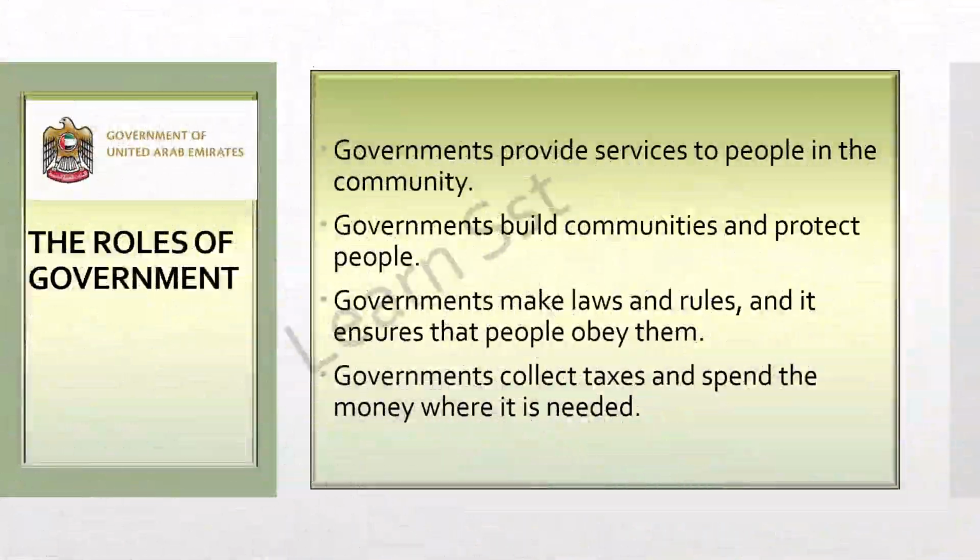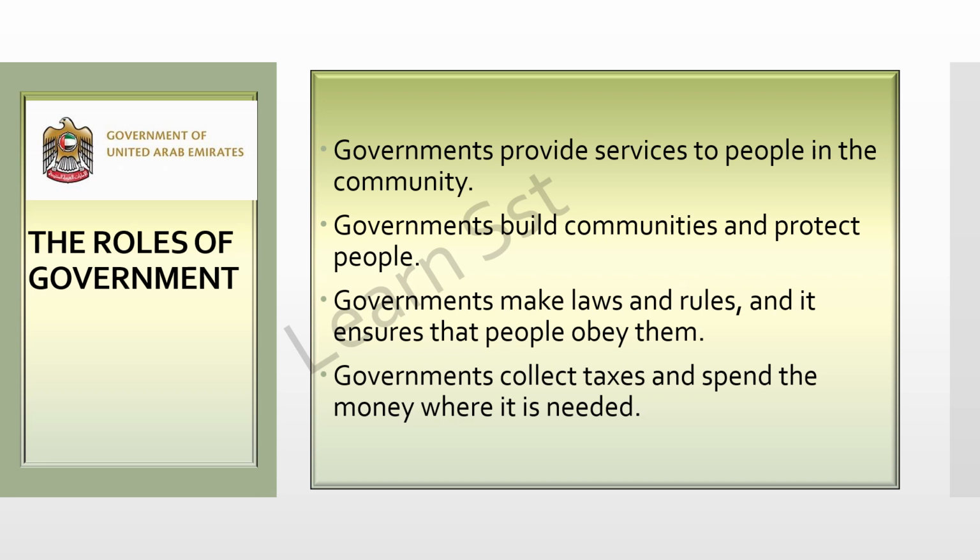Let us see the role of the government. There are various roles which the government plays. Governments provide services to the people in the community. Governments build communities and protect people. Governments make laws and rules, and ensure that people obey them. Governments collect taxes and spend the money where it is needed. So the government provides us various kinds of services.